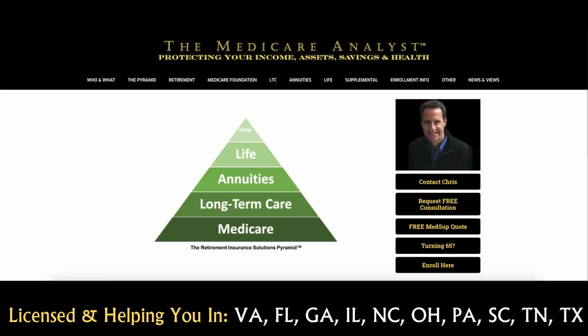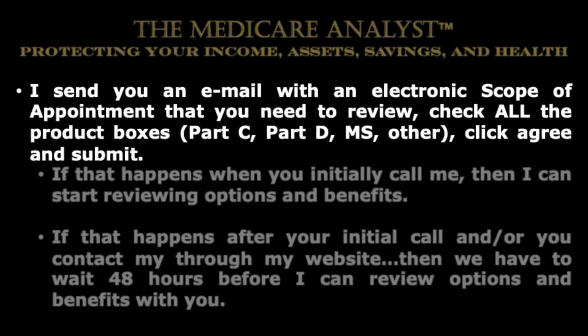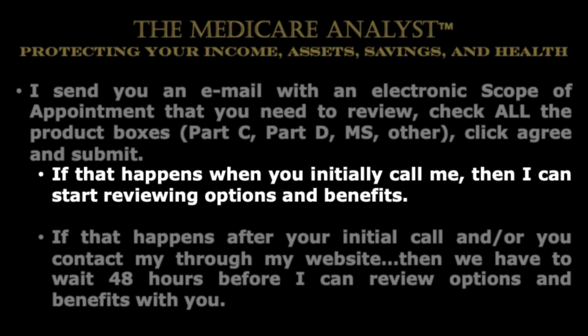So how would it work if you want my help during the pre-annual election period or the annual election period, or for any time for that matter? You can reach out to me by giving me a call or going to my website and filling out one of the contact pages. Then I will send you an email with an electronic scope of appointment that you need to review, check all the product boxes, click agree, and then submit it. If that happens when you initially call me, then I can start reviewing options and benefits right away.